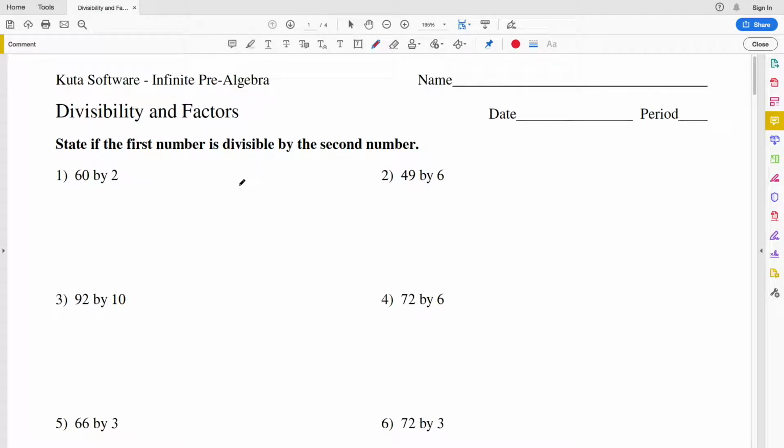In this video, we're going to complete the KutaSoftware Infinite PreAlgebra free worksheet, Divisibility and Factors. I'll leave a link in the video description below so you know how to access this free worksheet.